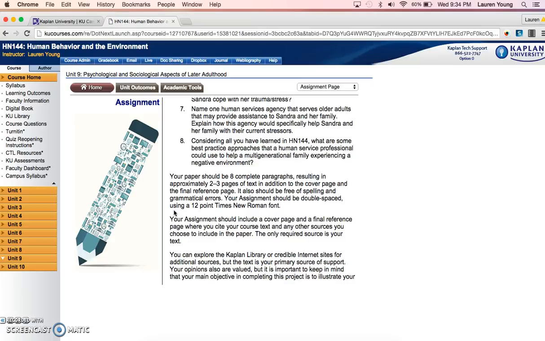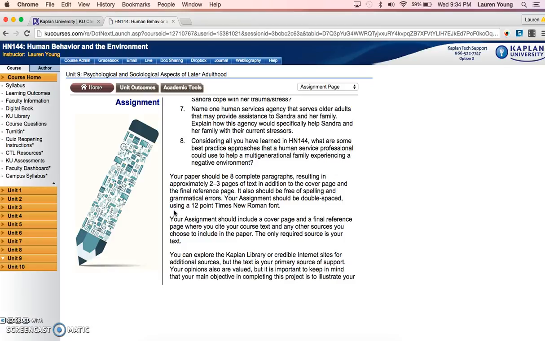Now, this is going to be in addition to your cover page and your final reference page. You should be looking at a total of 4 to 6 pages for this assignment. Now, your paper can go over that amount, but this is a good guide for what it shouldn't go under. Your assignment is in APA format, so it should be double-spaced using a 12-point Times New Roman font.